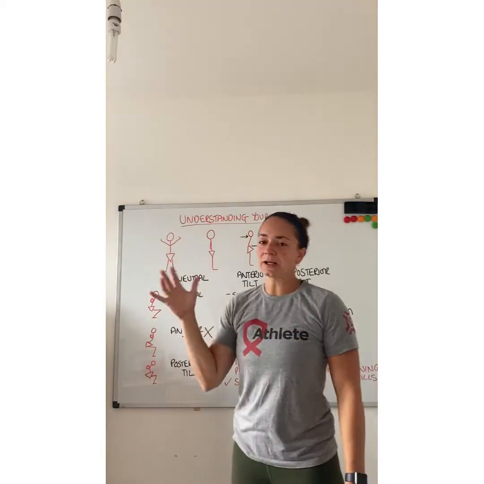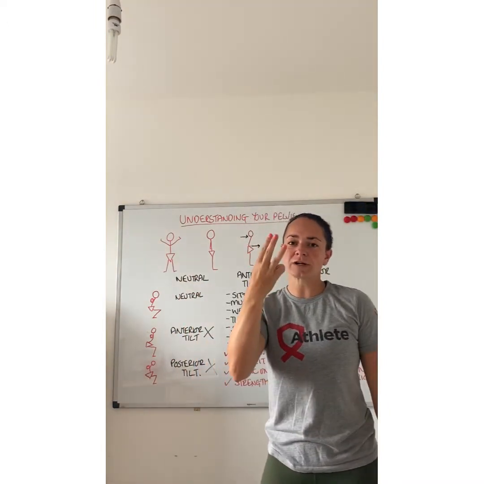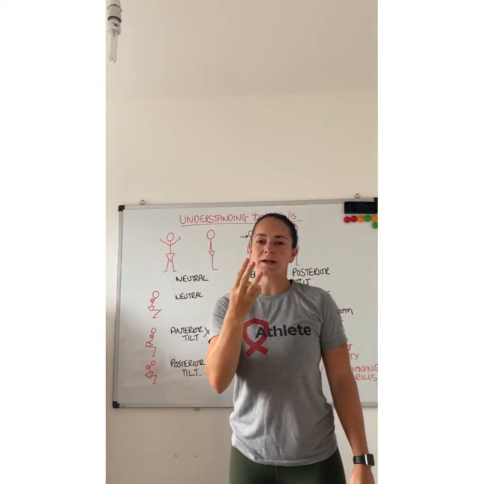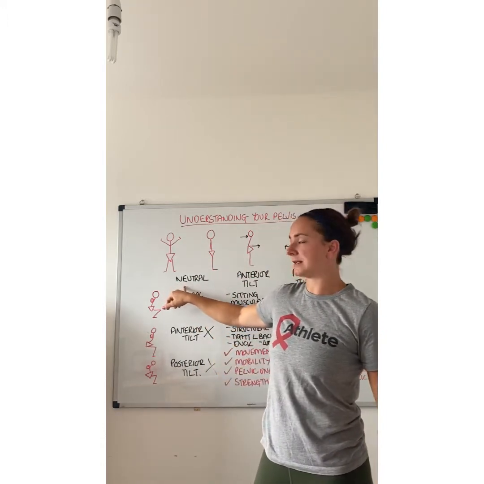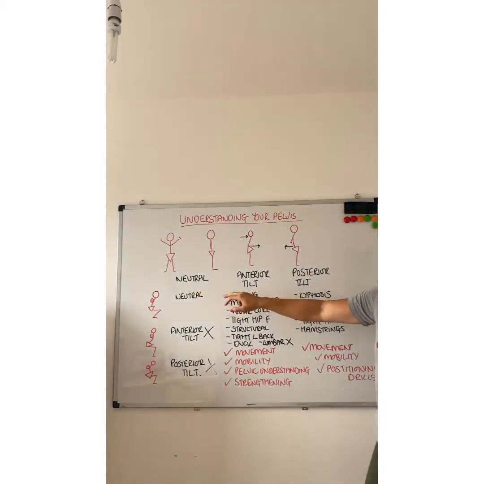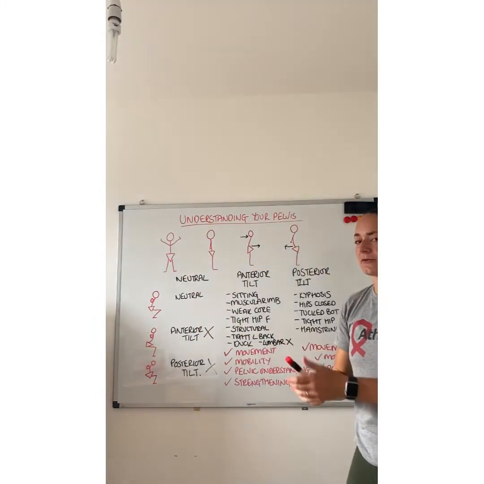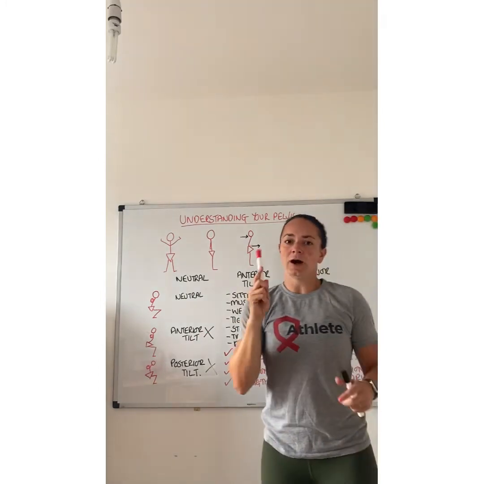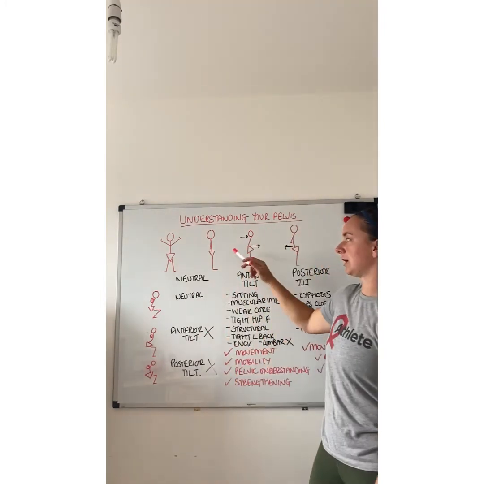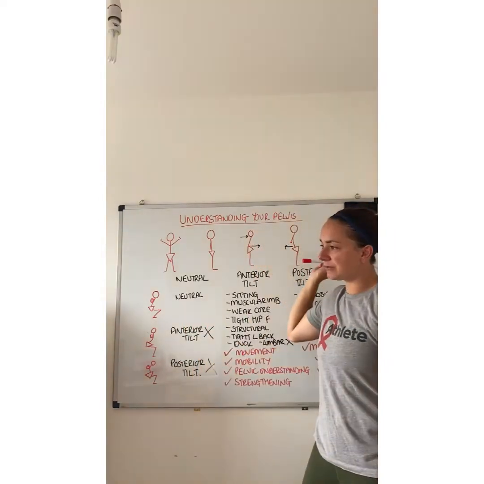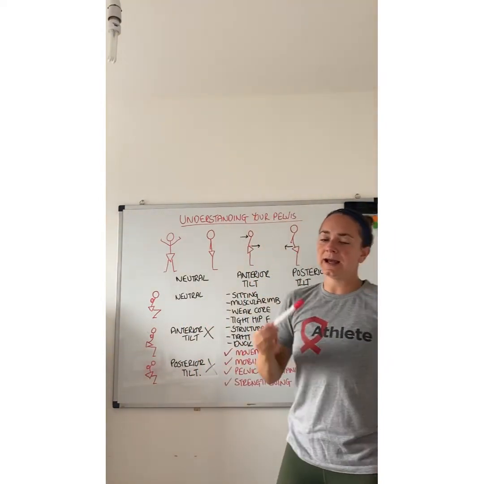So when it comes to understanding our pelvis, we've got three positions, generally speaking, that our pelvis is going to sit in. That's going to be neutral, in an anterior tilt or forwards, and in a posterior tilt backwards. Whenever I'm talking about anterior, I'm meaning forwards of that central line, forwards of the midline, forwards of our centre of mass. Posterior is behind our centre of mass, anything that is tilting away from the midline.